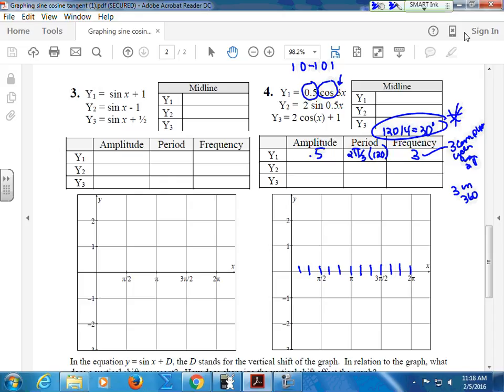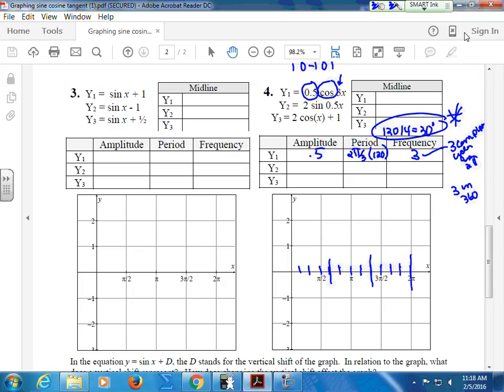That in that 120 degrees, we have to do 4 quadrants worth. So now, watch. Here's my 120. 30, 60, 90, 120. There's my 4 quadrants. 1, 2, 3, 4. I really don't have to think about it too much.